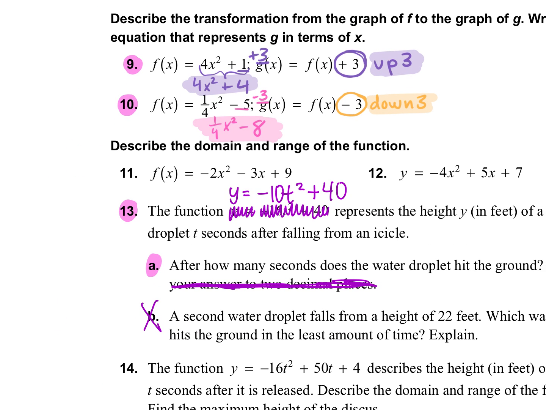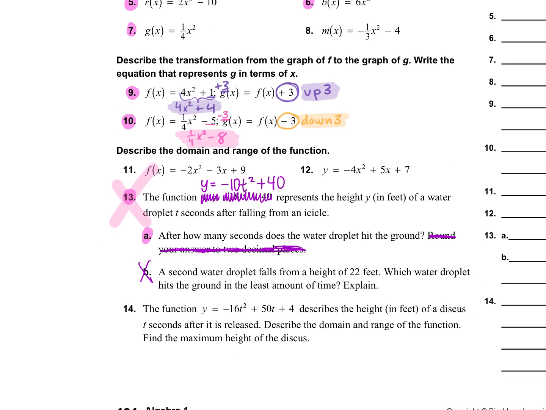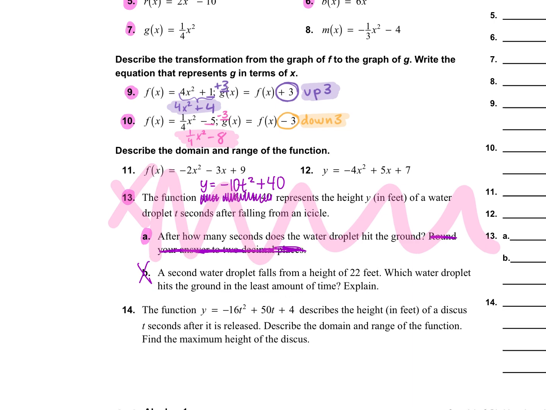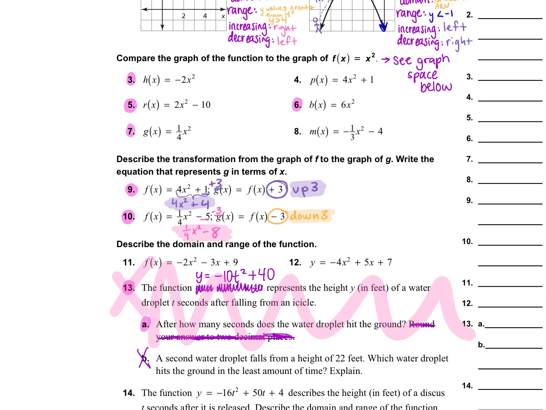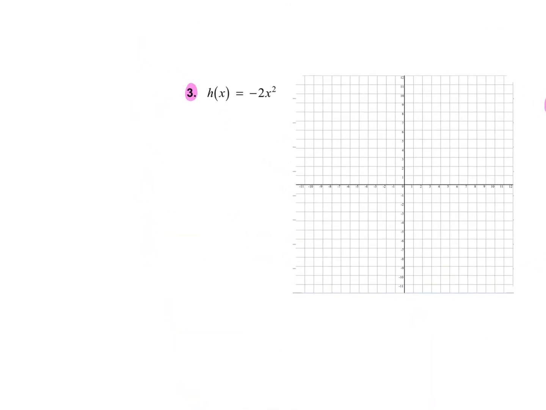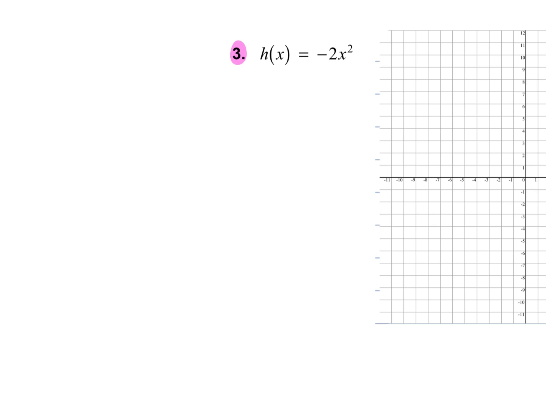You guys don't have to do 13. If you did it, good job, but don't worry about it. Don't have to do 13. So no word problems. Let's look at our graphs for 3, 5, 6, and 7, on the next page. Starting with number 3, I'm going to make a table here.